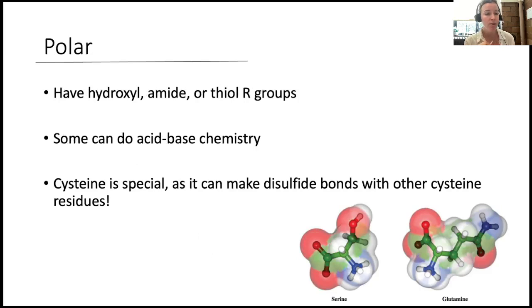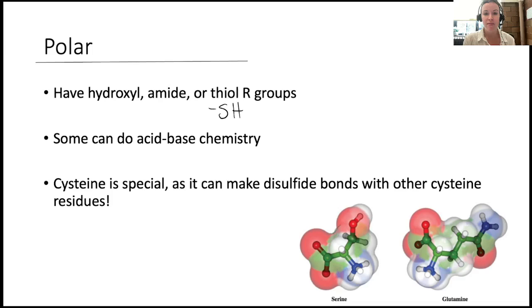The next type of R group is a polar R group. So any type of R group where we could draw a dipole. Often the R group has a hydroxyl, an amide, or a thiol. Probably thiol is something you're less familiar with, so it's like alcohol, but with a sulfur. So SH instead of OH. Some of these, as we'll learn soon, can do acid-base chemistry, which is exciting. I love talking about mechanisms, and we'll see that in a couple of months.